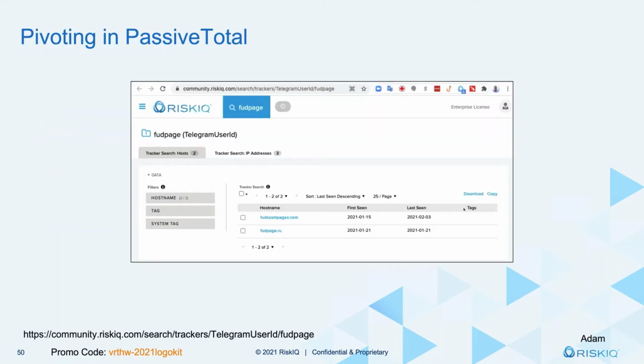So here we can see this is PassiveTotal. We're actually able to extract or find a name that is also in the PHP emailer section of the fish kit. We tied this name to this Telegram user ID, as well as several different web pages and various messaging platforms. The Telegram user ID, fud page, obviously that goes with the previous email, appears on a couple of websites, fudscampages.com and fudpage.ru.